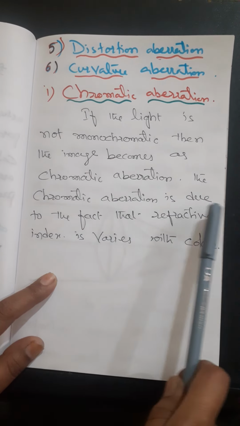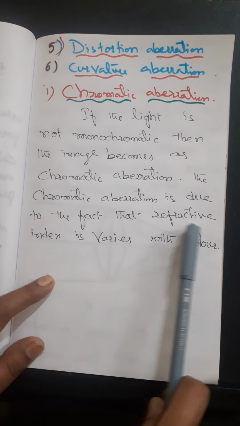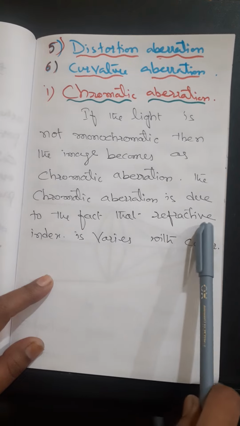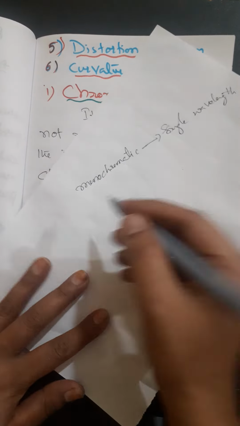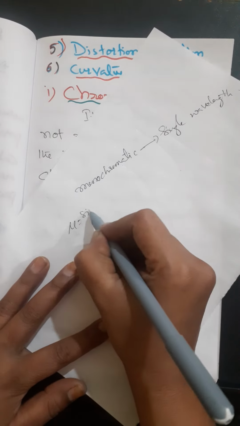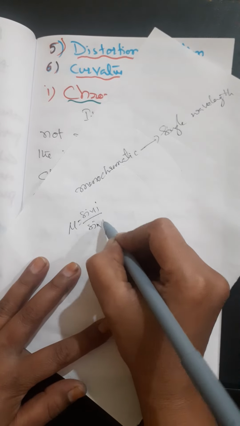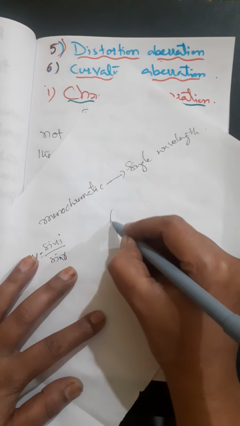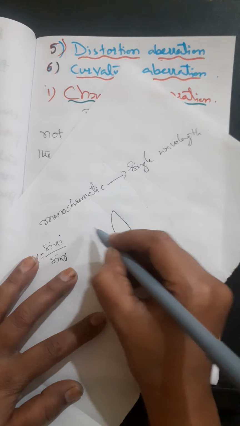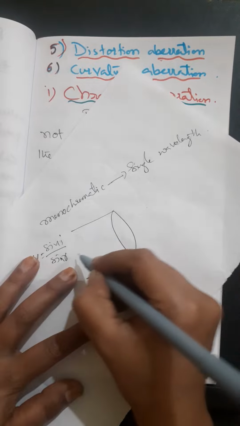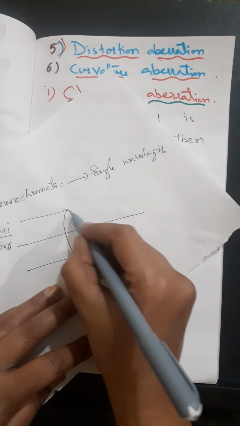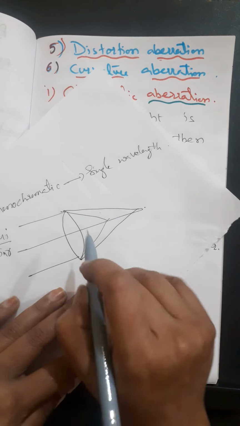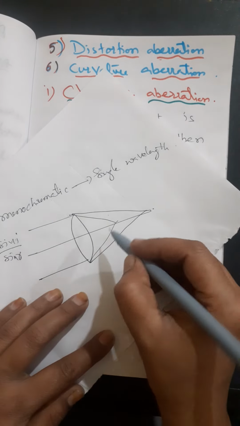The chromatic aberration is due to the fact that the refractive index varies with color. You all know what refractive index is: the ratio sin i by sin r. This ratio will be different for different colors. So whenever light passes through a convex lens, the image formed by the lens will be blurred because of the refractive index.